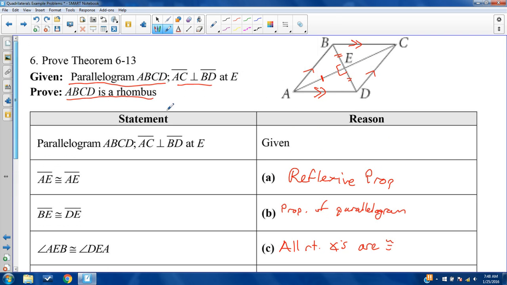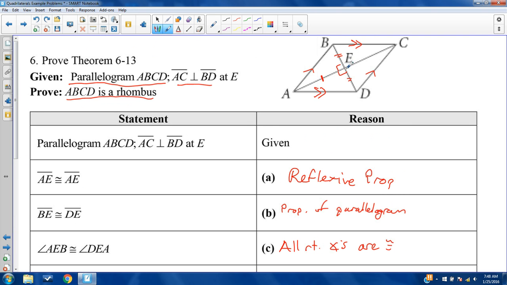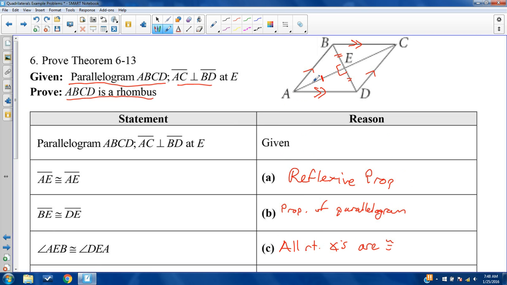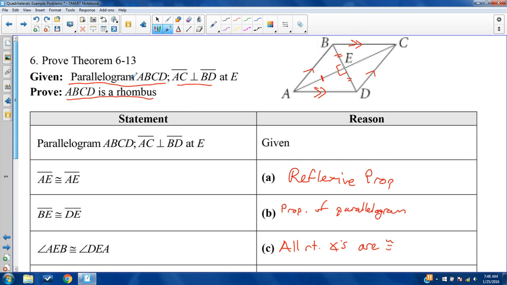Going down, I have to keep going back up to the thing. That's what makes it troublesome. Therefore, AED is congruent to AEB. These two triangles here are congruent because we have side, angle, side, and side, angle, side. Even though they're right angles, it doesn't just mean it's HL. Oh, they already gave their reason. I'm sorry. So AB and AD are congruent right here and here by CPCTC.